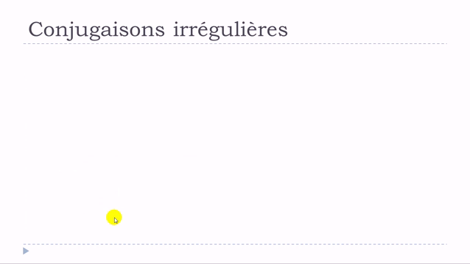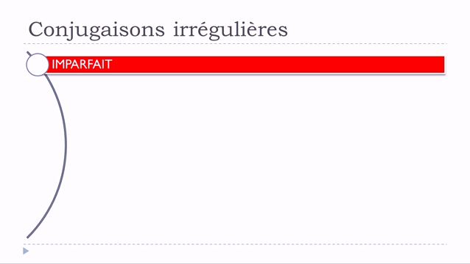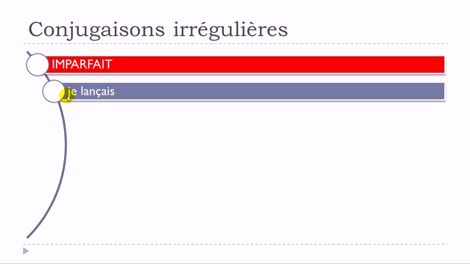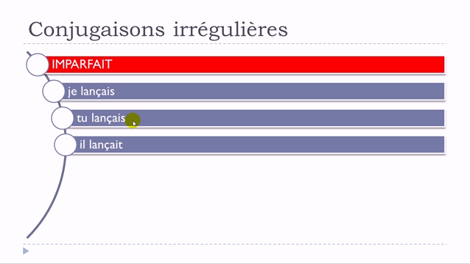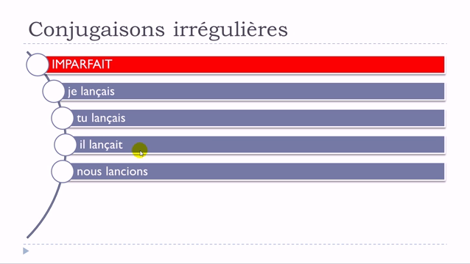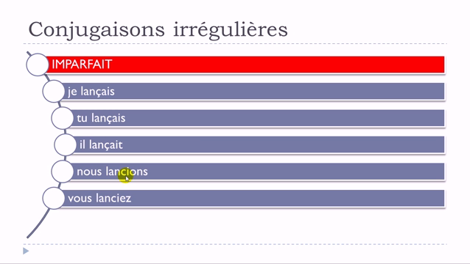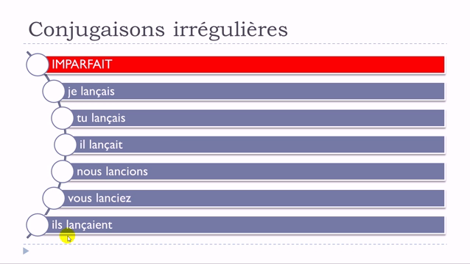So let's have a look at the imparfait form. It goes like je lançais, tu lançais, il lançait, nous lancions. You can see that here you don't need to put the cédille because when you combine c and i, it's the sound s. Vous lanciez, exactly the same thing for the same reason. And then ils lançaient. So you can see the modifications here, here, here, and here.